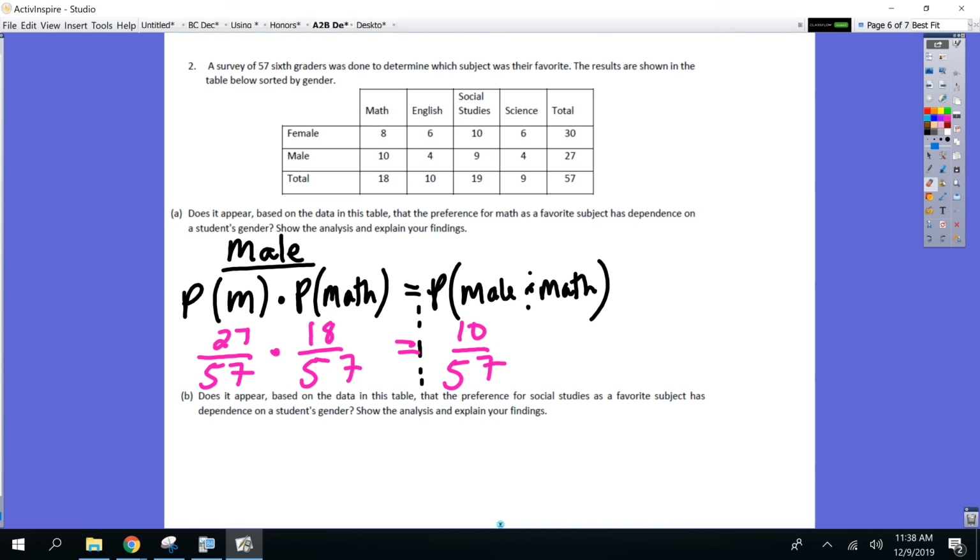What are you guys finding? Equal or not? Left side equal to the right side or no? Nope. All right. Here's the thing I've got to harp on: what did we just show by showing they're not equal? Meaning being male depends on if you like math or not. We still have to do female, right?